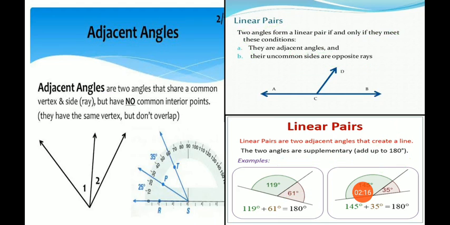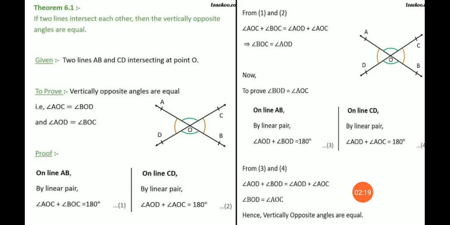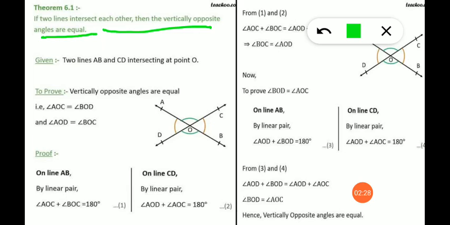Now we will move to the theorem. The first theorem says that if two lines intersect, then vertically opposite angles are equal. Which means if we draw any two lines and they intersect each other, then they form vertically opposite angles. So these two pairs of angles are equal.